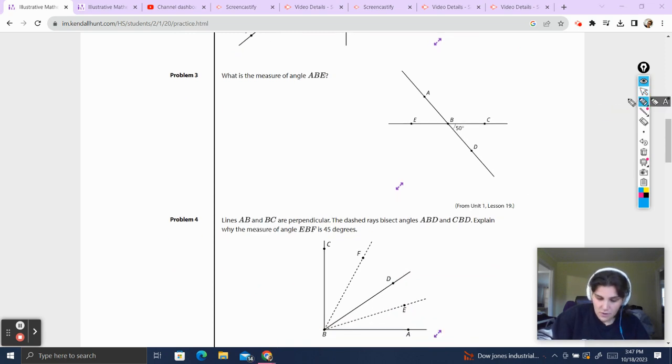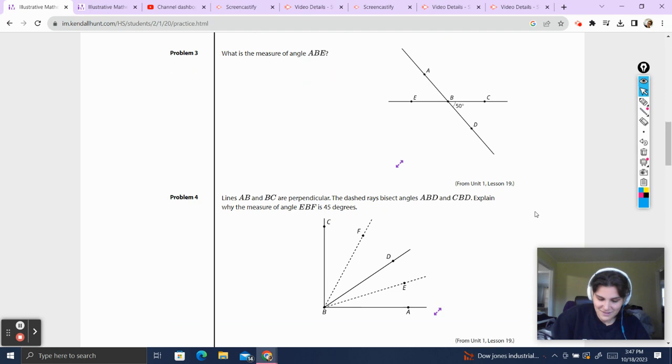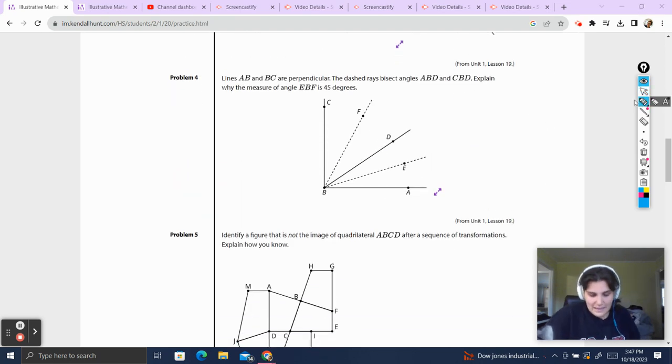What is the measure of angle ABE? These guys are vertical angles, 50 degrees. We're done. I love vertical angles. Problem 4. Lines AB and BC are perpendicular. So AB and BC, that means it's a right angle.